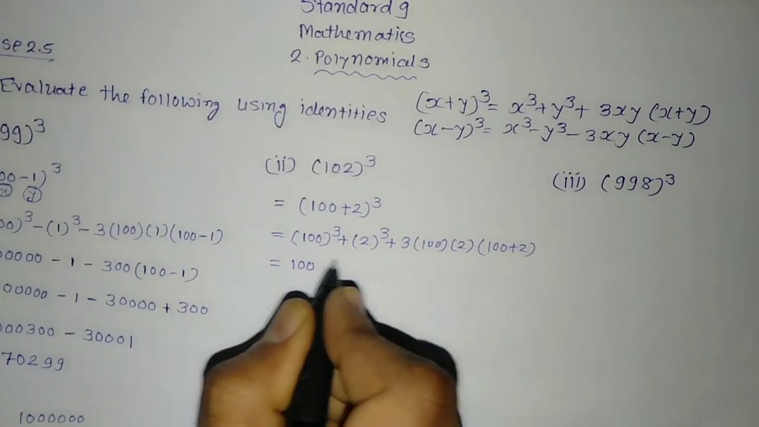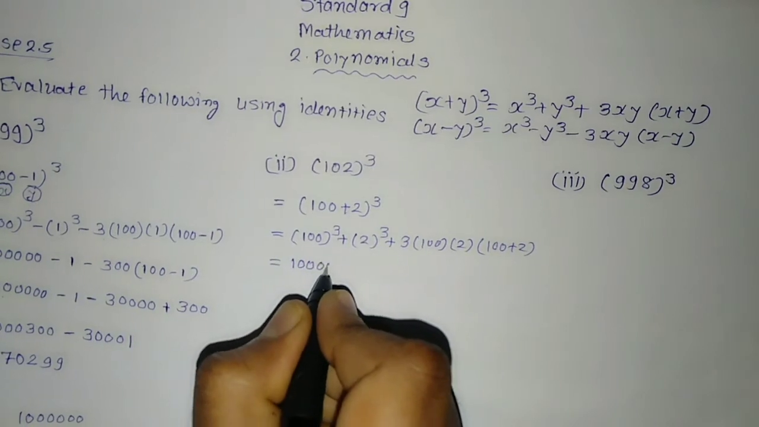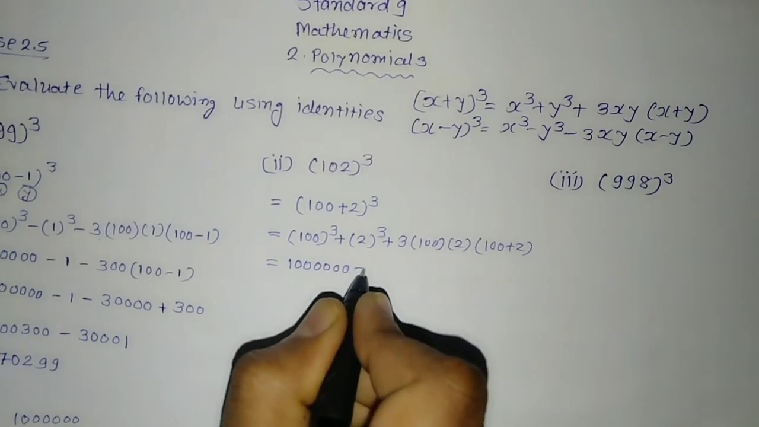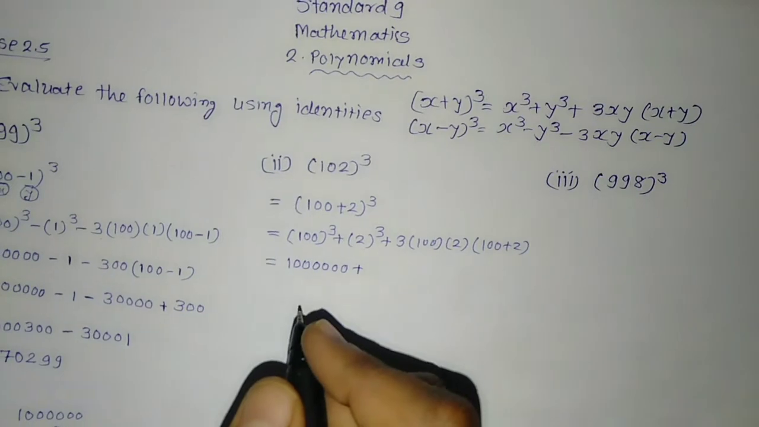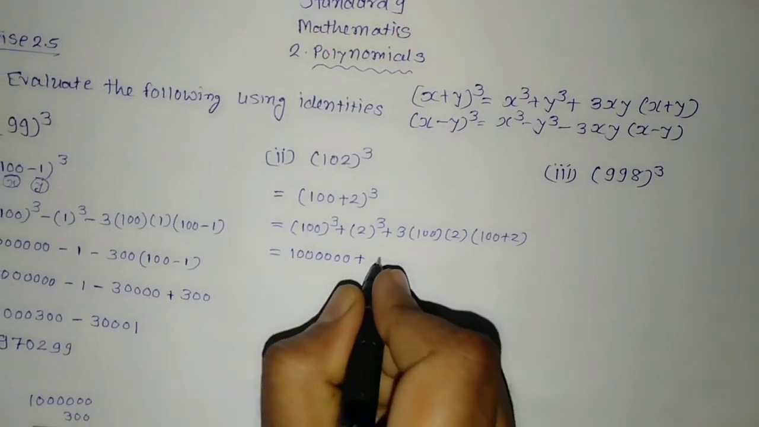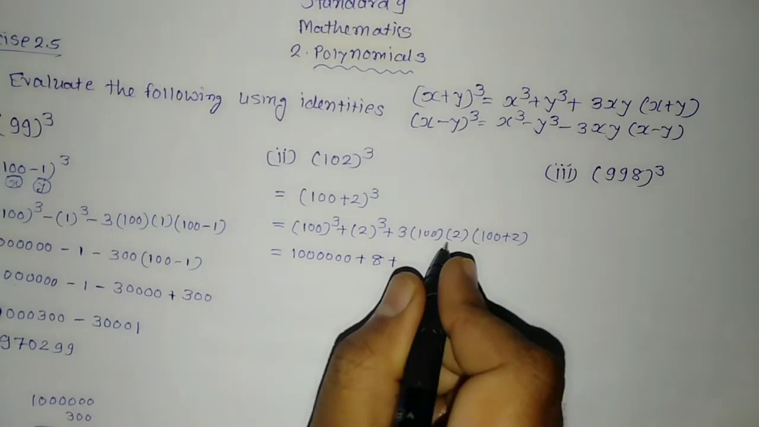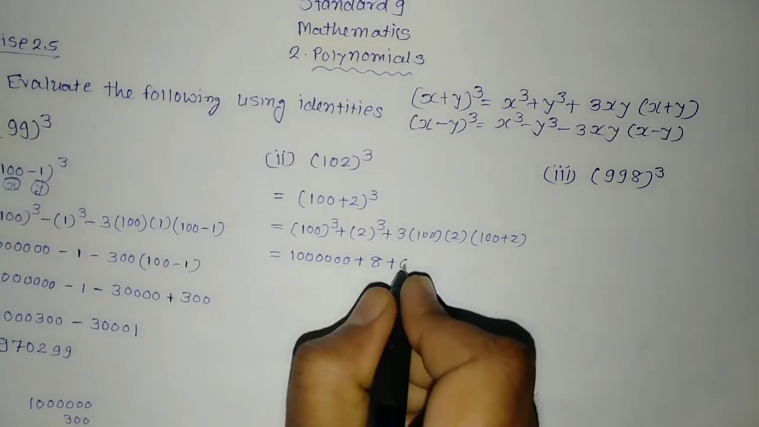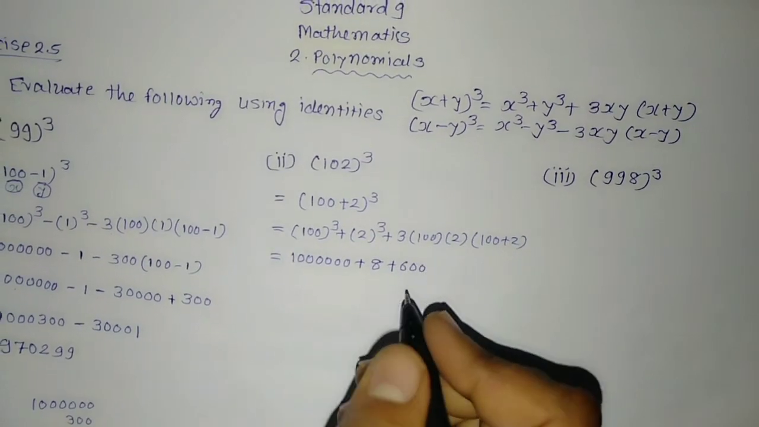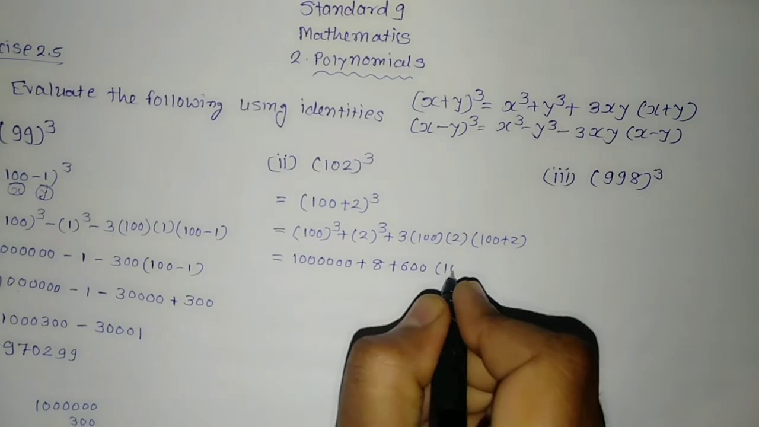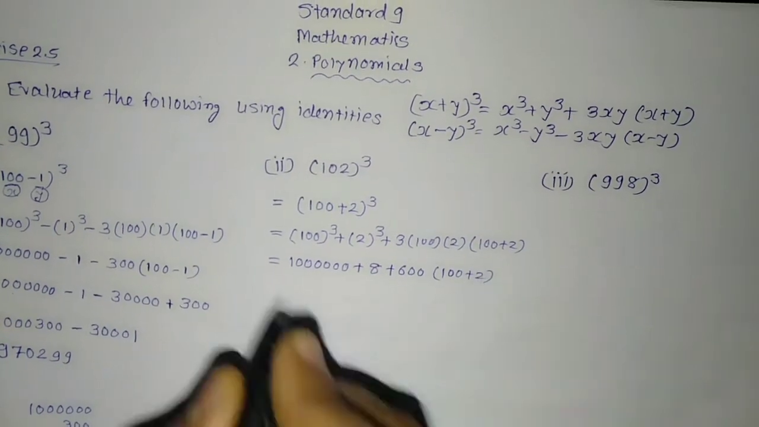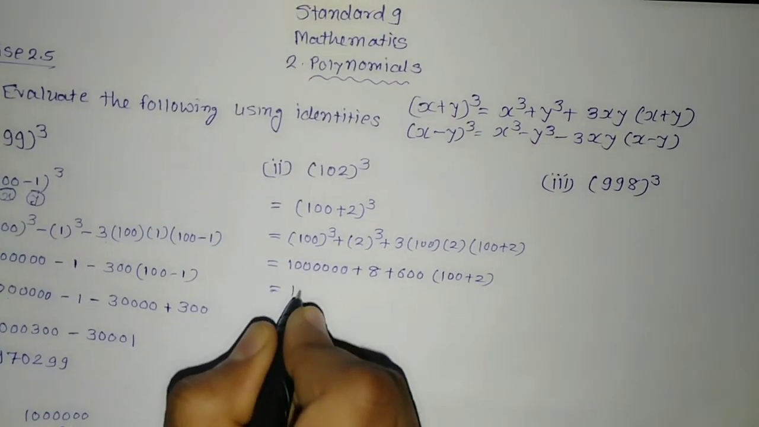This 20 has to be multiplied 3 times, 2 more and 2 more, plus 2 cube will be equal to, we know that 2 cube is equal to 8, plus 3 2s are 6 into 100, so it would be 600 into bracket, that is 100 plus 2. So this I will keep as it is.